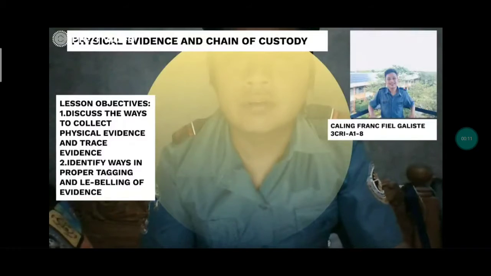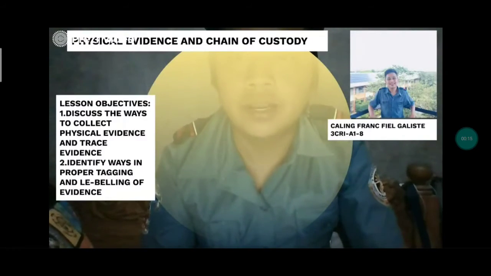Physical Evidence and Chain of Custody. Lesson objectives: discuss the ways to collect physical evidence and trace evidence. Identify improper tagging and labeling of evidence.